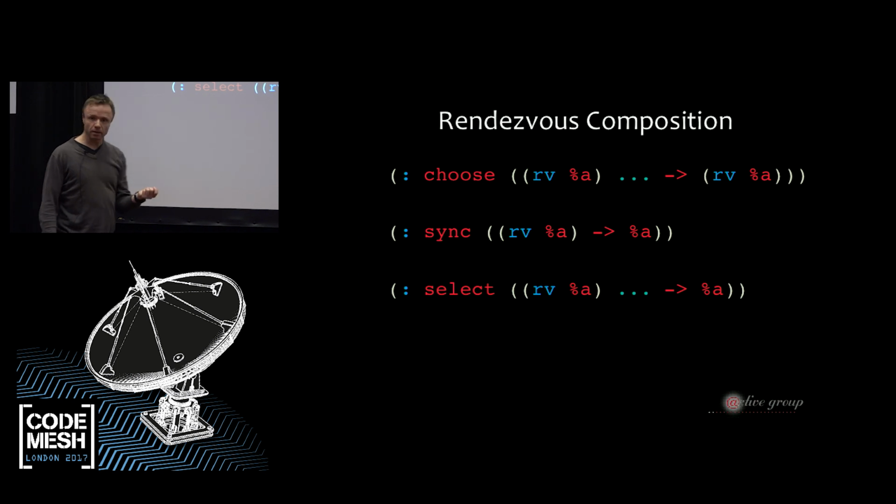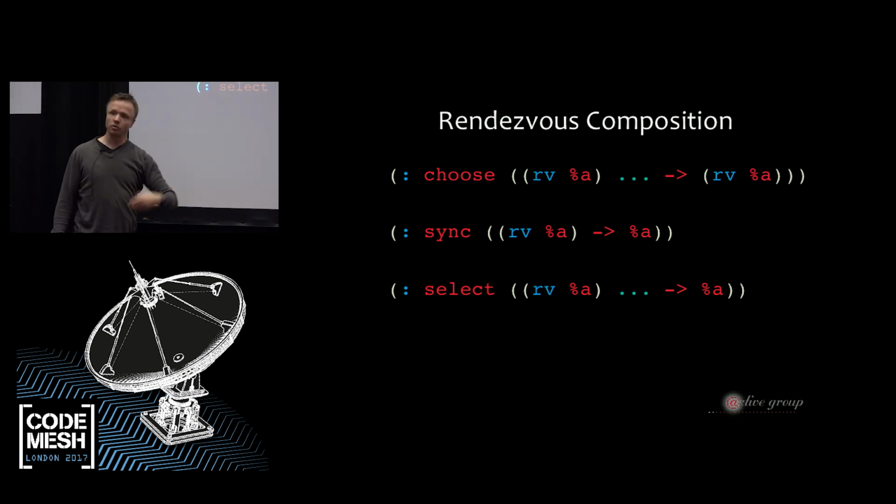So again, select is this thing. It goes from a bunch of rendezvous of A to A, right? It'd be nice if we could do that. So that's not what we usually try to do in functional programming when we're trying to do composition. We really want to stay within rendezvous.